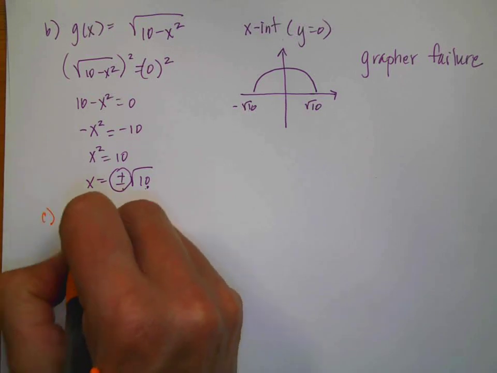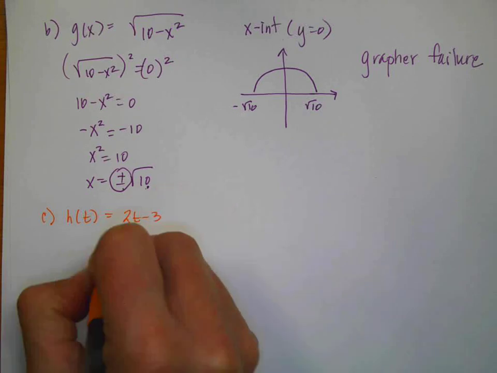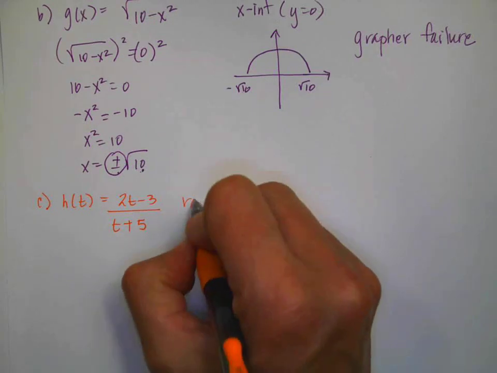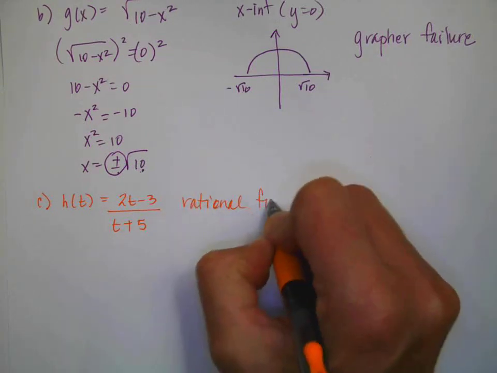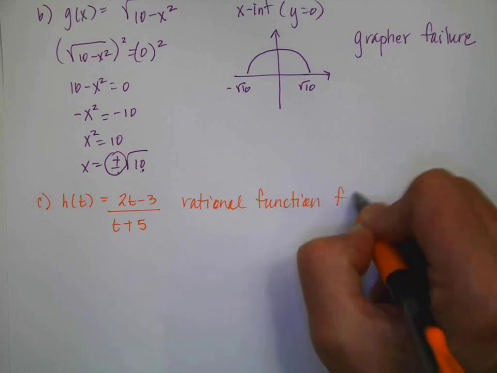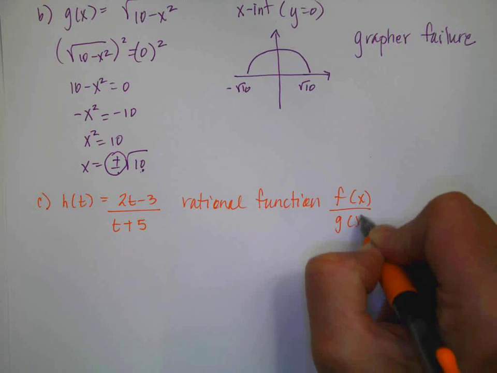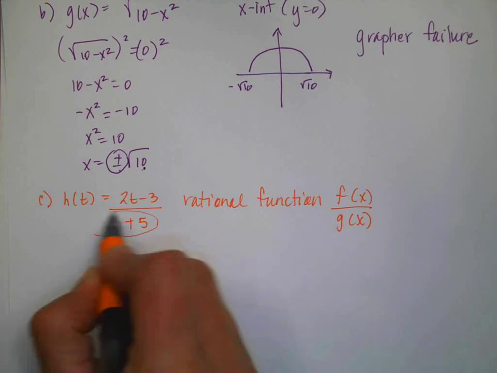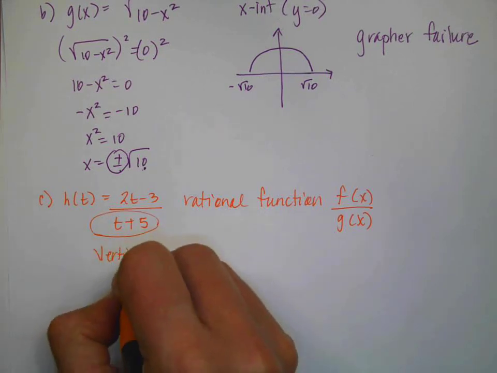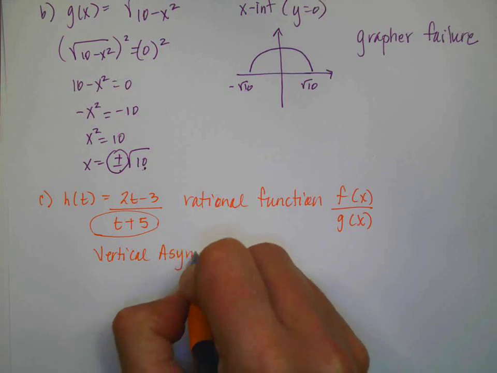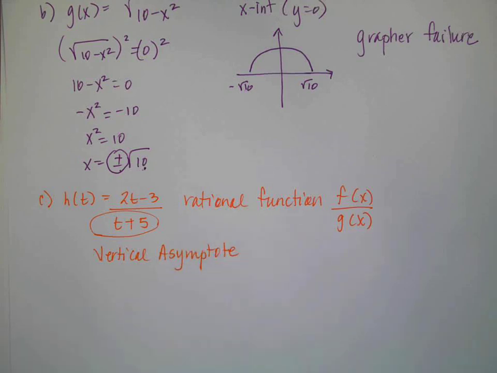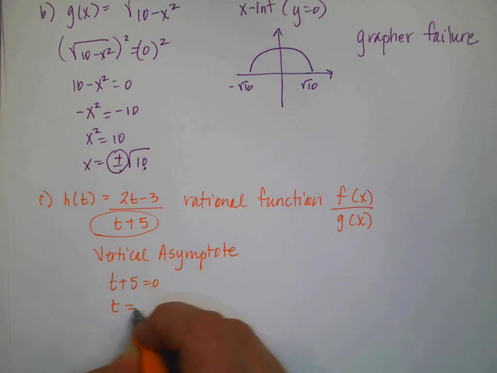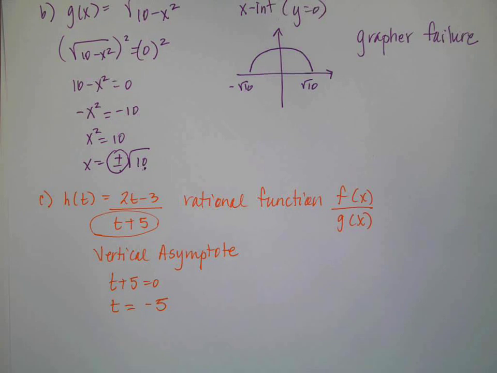All right, and then I have one more of these. I'm going to have h of t is equal to 2t minus 3 over t plus 5. This is a great function. We will spend some time on these later, but this is called a rational function. And it basically means that it is a function divided by a function. If you'll remember from previous math classes, this is going to create a vertical asymptote, however you choose to say that weird word, okay? And remember that you set the denominator equal to 0, and that tells you where your vertical asymptote is, okay?